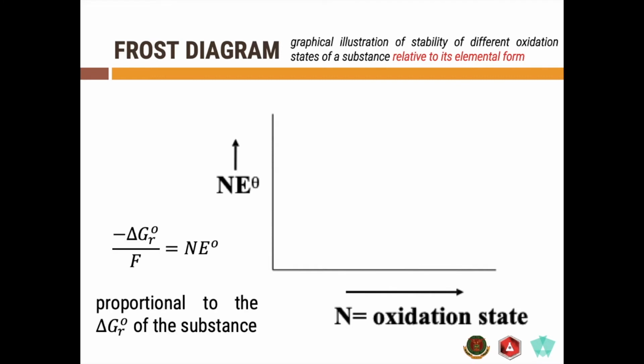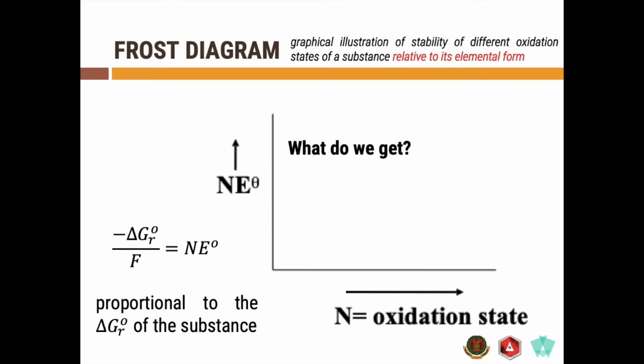And what you see here in the y-axis, nE°, N here is not the number of electrons, but rather the oxidation state of a given substance. And this is related to the Gibbs free energy of the substance when it is transformed from the zero oxidation state to the N oxidation state.